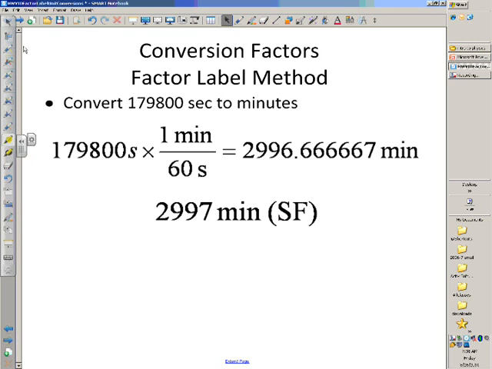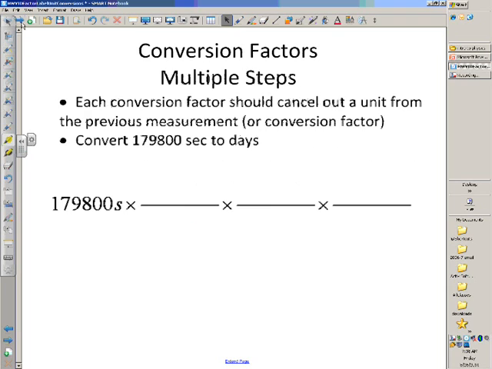Quick summary: however many significant digits your original number has, your converted answer should have that number of significant digits as well. All right, next. Each conversion factor should cancel out a unit from the previous measurement. For example, same amount of time, right?